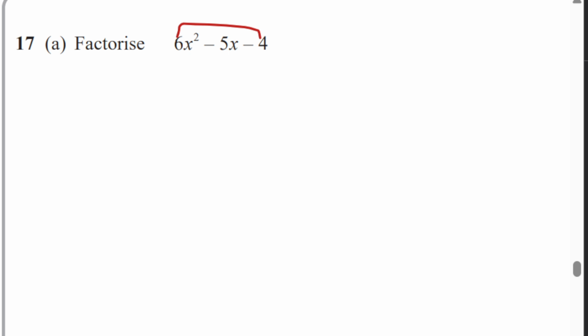6 times -4 is -24. And then you think of two numbers that multiply to make -24 and add up to make -5. Many students are stuck at this point. To make it easy for yourself, just think of what are the factors of 24.